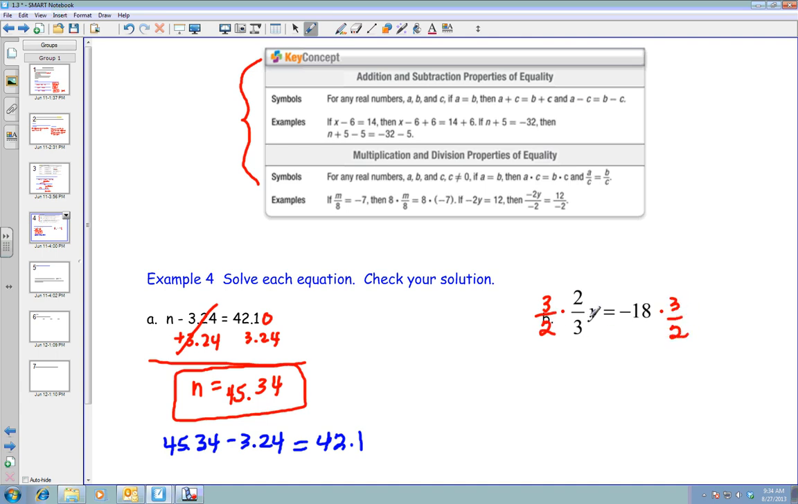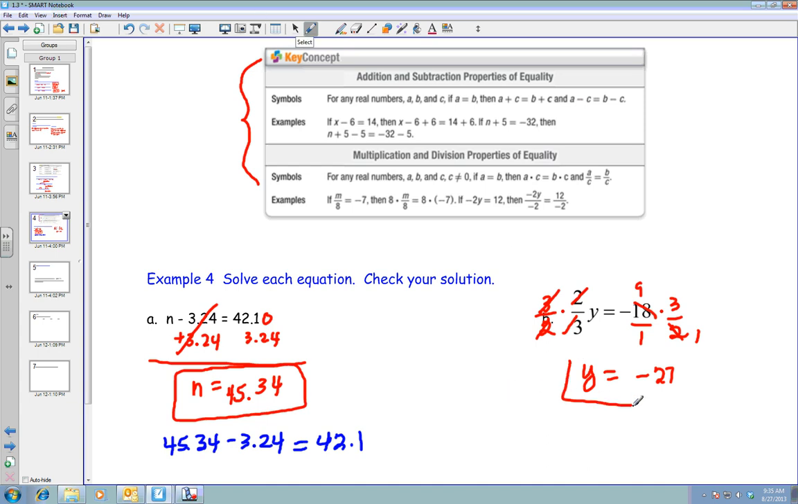Take this fraction, flip it over. And remember, this is also called the multiplicative inverse. So now all of these will cancel, and I have y equals. Now remember how we multiply fractions. We don't have to worry about a common denominator. We're just going to multiply straight across, or you can see if you can cross cancel. I can cross cancel my 2 with my 18. This becomes a 1, and this becomes a 9. So negative 9 times 3, negative 27 over 1, or just negative 27.